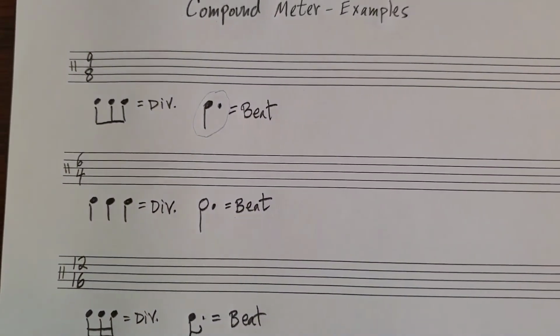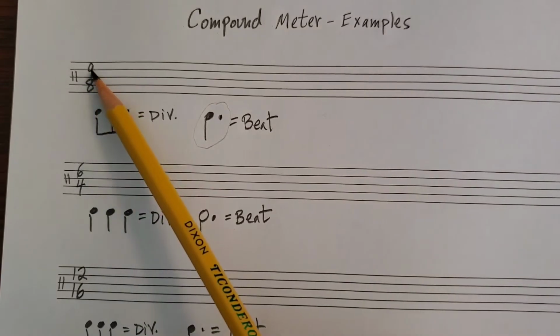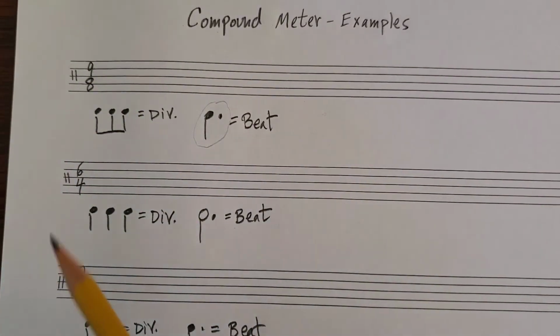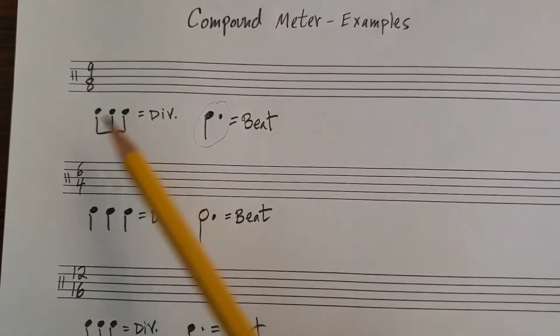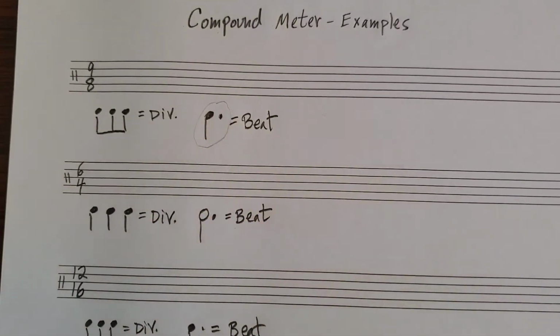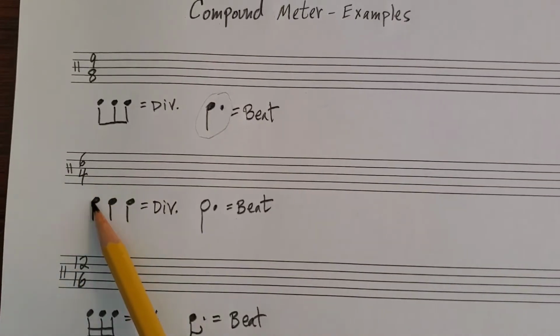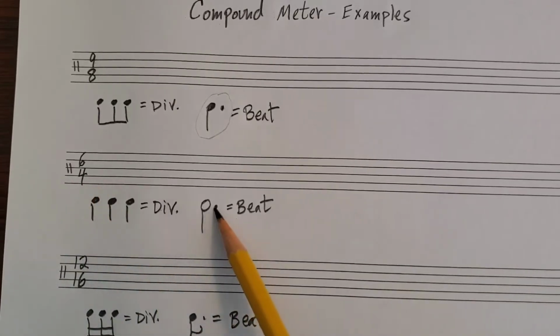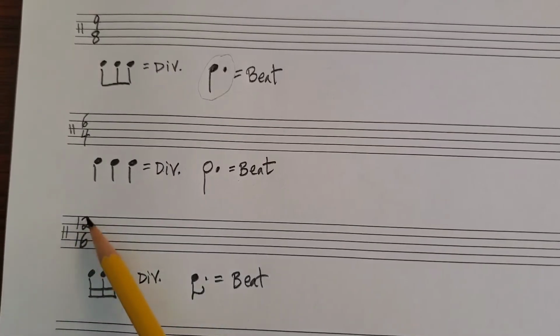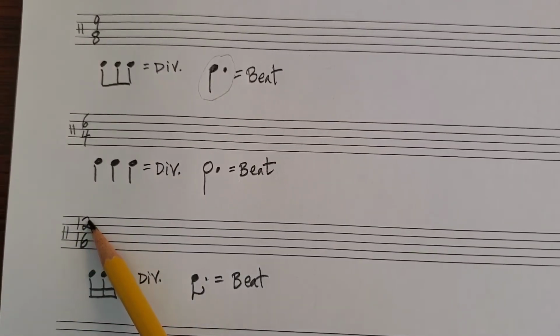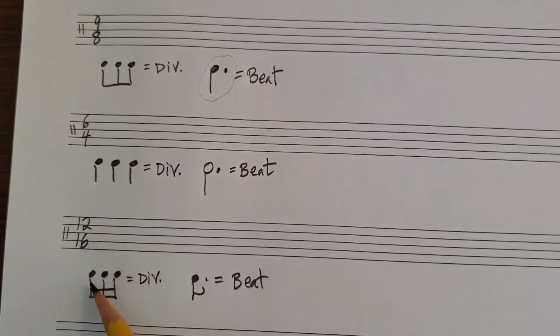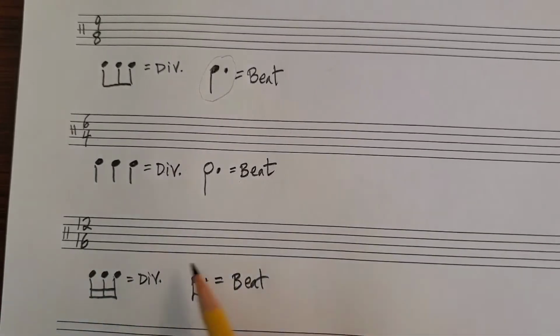Okay, so 9/8, triple meter, it's compound. Division of the beat, 3 eighth notes. And the beat would be a dotted quarter. 6/4 has 2 beats, so it's a compound duple meter. 3/4 is the division of the beat. And the beat's a dotted half. And then 12/16, compound quadruple meter. 16th note is your division, 3 of them. And that means a dotted eighth note would be your beat.